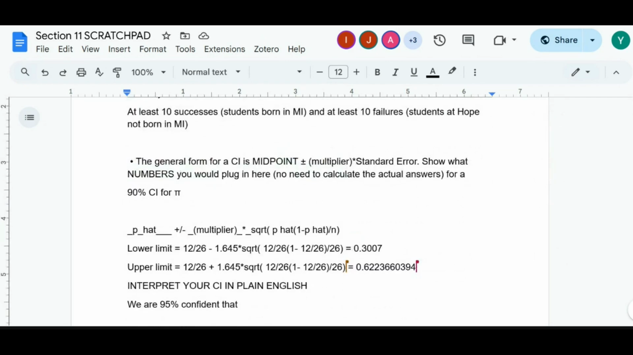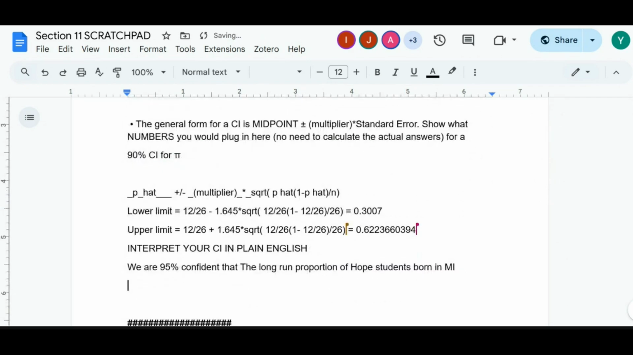We are 95% confident that the long run proportion of students born in Michigan is between, and you quote these two answers, this and this. I really hope this makes sense to the class. What are we saying? In other words, this interval, left to right, gives you an idea of where the long run proportion of Hope students born in Michigan is.